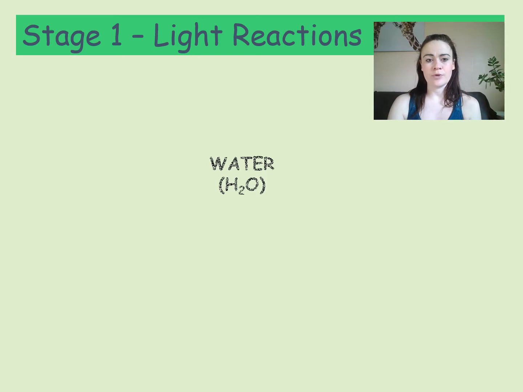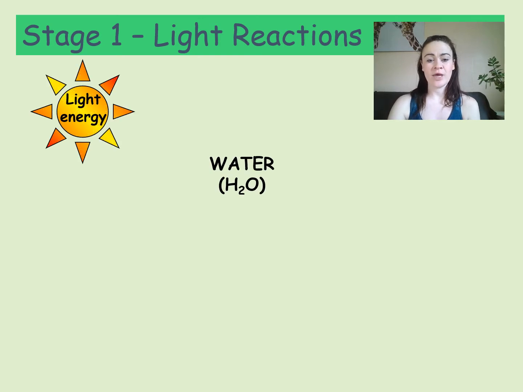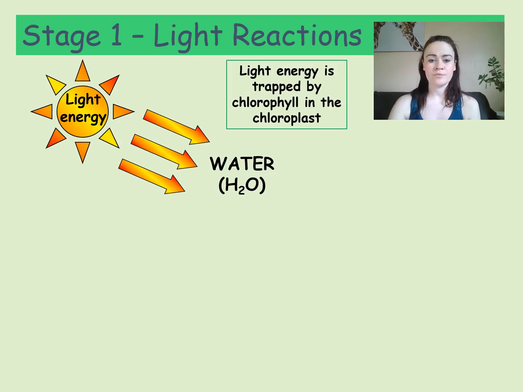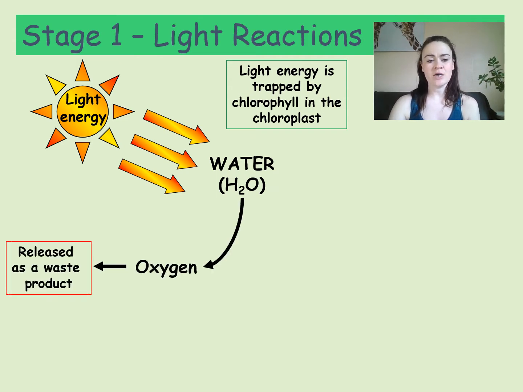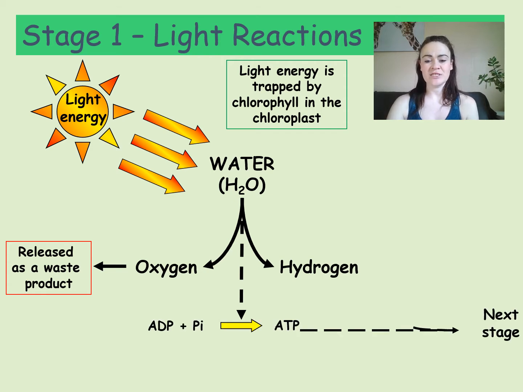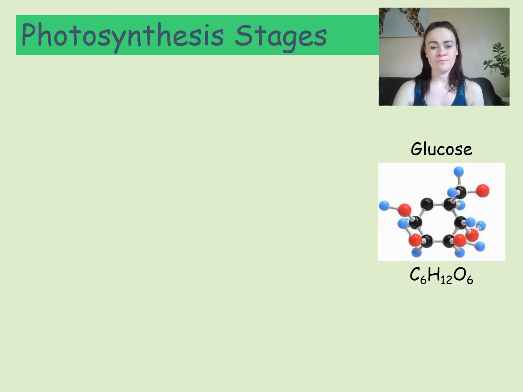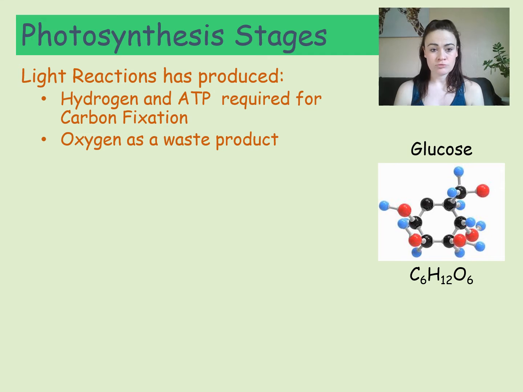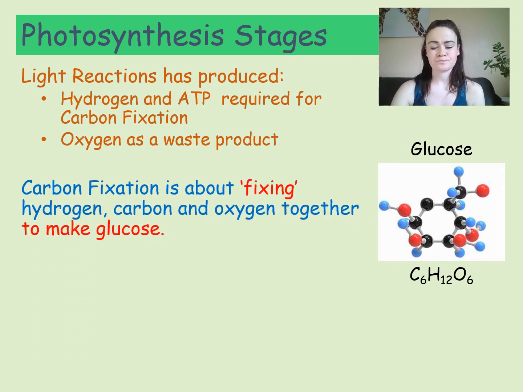So, quick recap. Light reactions. We have our water, we've got our sunlight. The light energy is trapped by chlorophyll in the chloroplast. It splits up our water. Oxygen is released as our waste product, and hydrogen is used in carbon fixation. During the process, we produce ATP, which also goes forward to carbon fixation. So the light reactions are important for giving us the hydrogen and ATP required for carbon fixation.